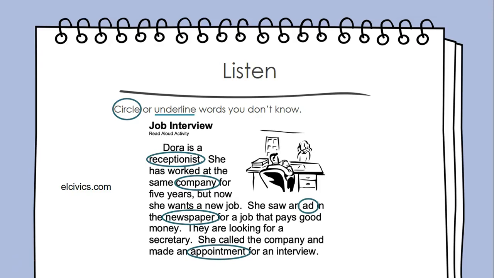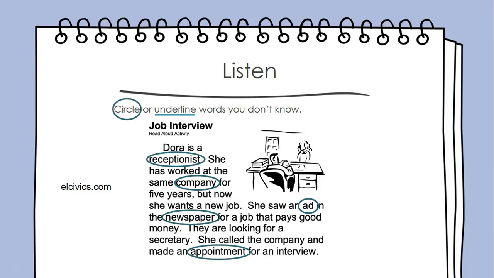I watch the news and I write on paper, but what is newspaper? And your teacher may even say, well, if you know those two words, what do you think it means together? So then next there's just appointment. That's a big word. Maybe I'm wondering about that. Good. So circling and underlining words you don't know.